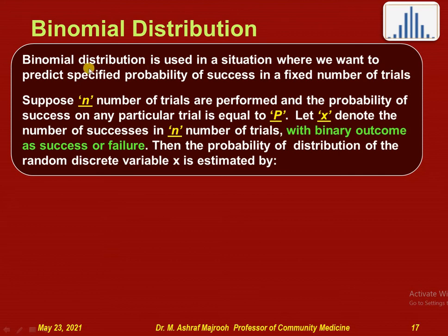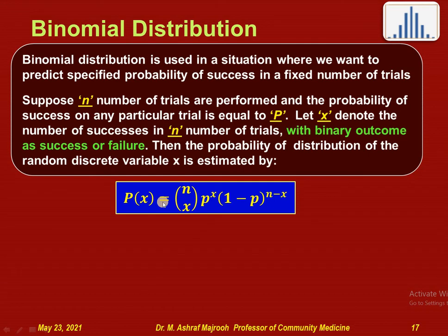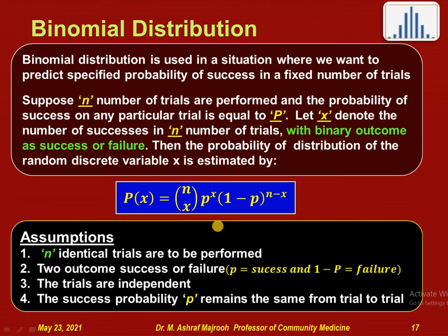Binomial distribution is very important in a sense. Binomial distribution is used in situations where we want to predict specified probability of success in a fixed number of trials. Suppose n number of trials are performed and the probability of success on any particular trial is equal to p. Let x denote the number of successes in n number of trials with binary outcome as success or failure. The probability distribution of the random discrete variable x is estimated by the statistical expression P(x), x out of n number of trials, and the probability of success multiplied by probability of failure raised to power n minus x.